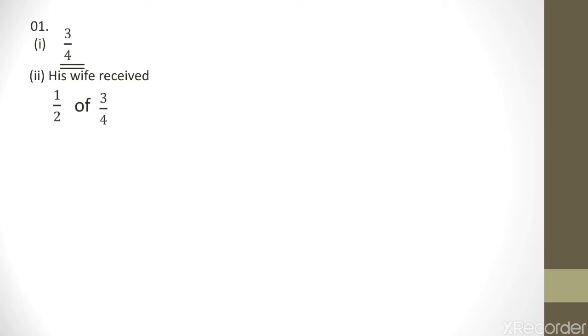So if you have any numbers to cancel, then you can cancel. Otherwise you have to multiply these numbers. 1 times 3 is 3, 2 times 4 is 8. So this is the answer for the second question. For the third question, what portion of the total land did a child receive?